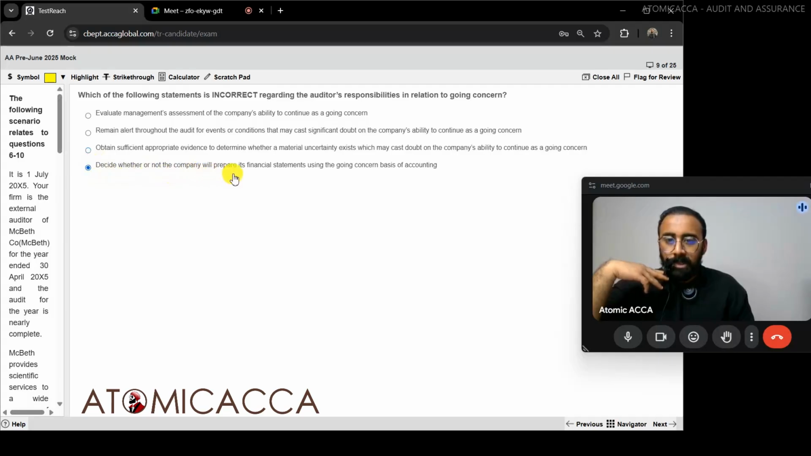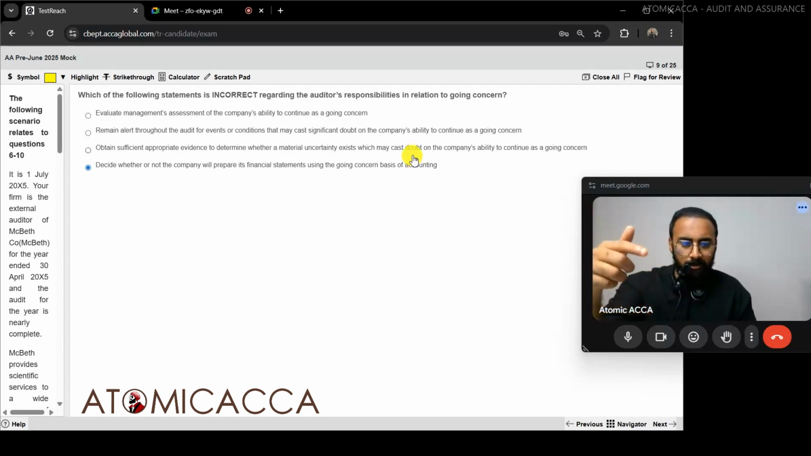Decide whether or not the company will prepare its financial statement using the going concern basis of accounting. If going concern problems are there, we will tell the client company, see, you should not make it on the going concern basis of accounting, you should make it on the breakup basis of accounting. But who will decide on how to make it? Just because I said, client does not have to listen to it. If they want, they'll listen to it. If they don't want, they'll not listen to it. So who is going to decide whether the financial statement is to be on going concern basis or liquidation basis? Client will decide it, not me.